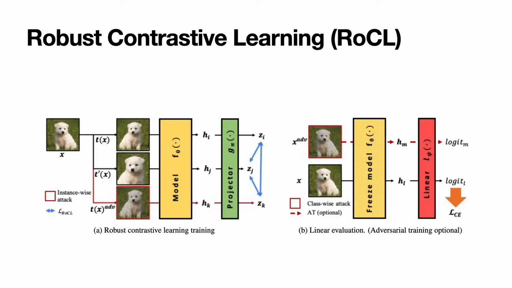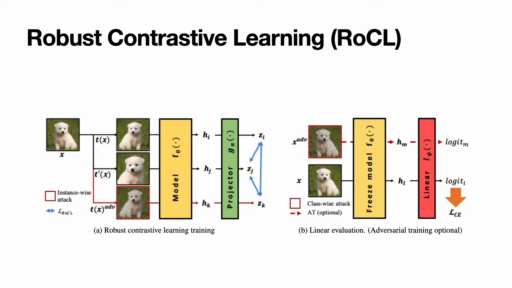During adversarial training, we maximize the similarity between two differently transformed examples, Tx and T'x, and their adversarial perturbation, Tx adv. After the model is fully trained to obtain robustness, we evaluate the model on the target classification test by using a linear model instead of the projector. Here we could either train the linear classifier only on clean examples or adversarially train it with class adversarial examples.